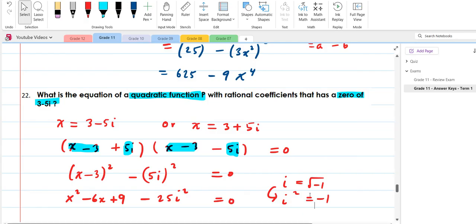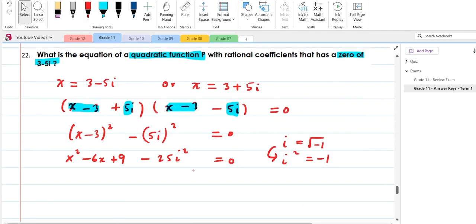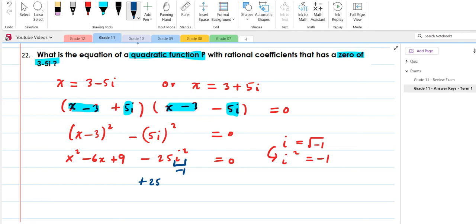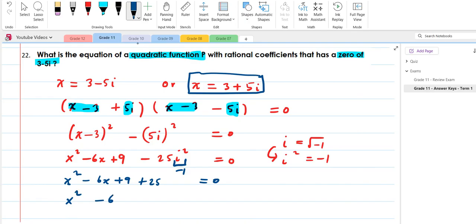Now, remember the value of i squared is negative 1. So negative 1 times 25 will be plus 25. So you got x squared minus 6x plus 9 plus 25 is equal to 0. We will put this in the equation solver on the calculator and show you that you will get these two roots. Remember, this second root is automatically from the theorem, okay? From the complex conjugate theorem. So x squared minus 6x and 25 plus 9 is 34 is equal to 0.